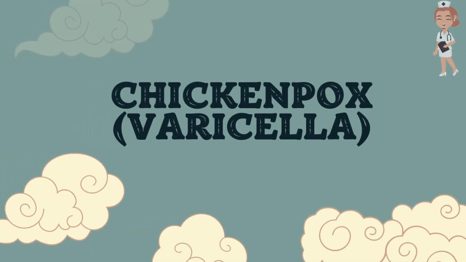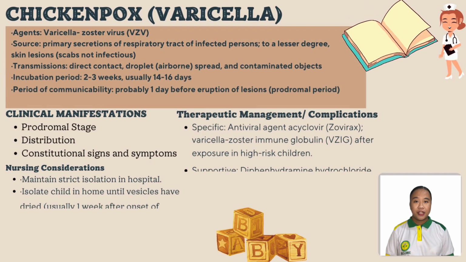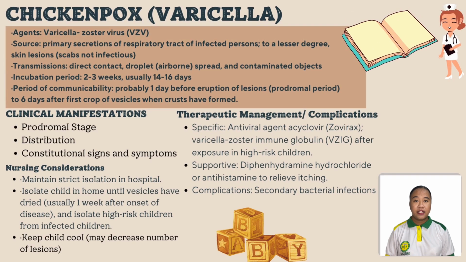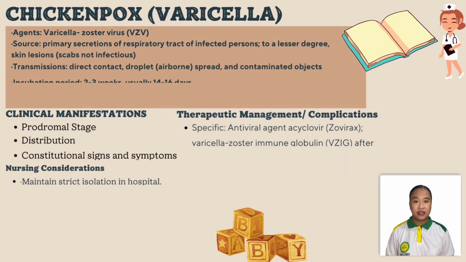Chickenpox, also known as varicella. Agent: varicella zoster virus, or what we call the VZ virus. Source: primary secretions of the respiratory tract of an infected person, and to a lesser degree, skin lesions; scabs are not infectious. Transmission: direct contact, droplet or airborne spread, and contaminated objects. Incubation period is 2 to 3 weeks, usually 14 to 16 days.